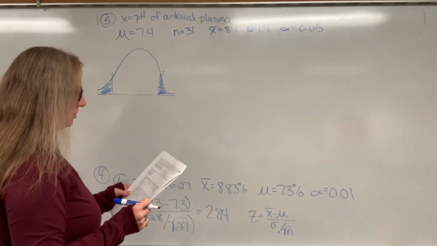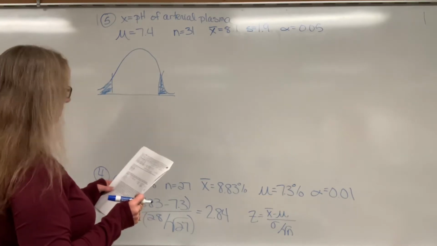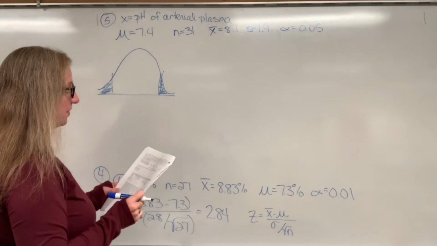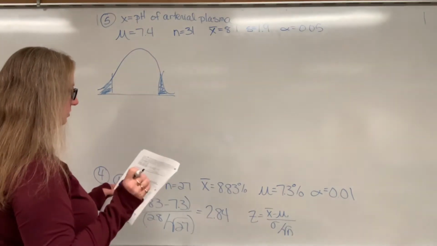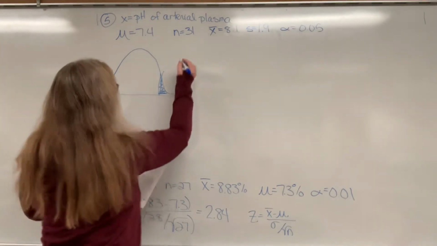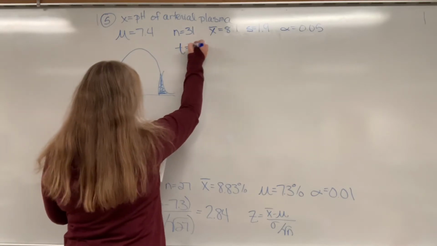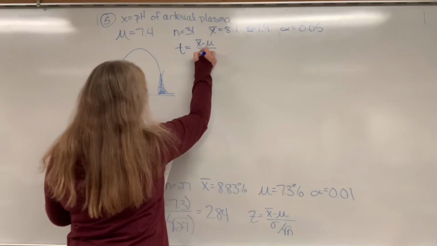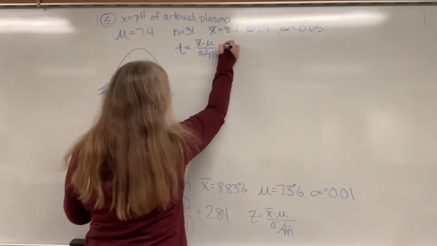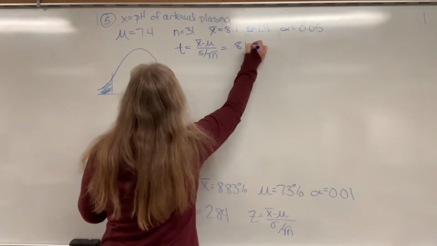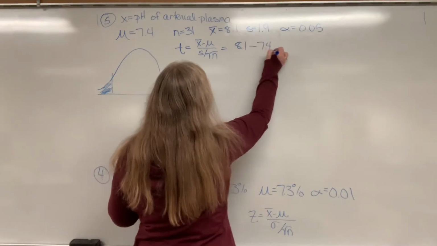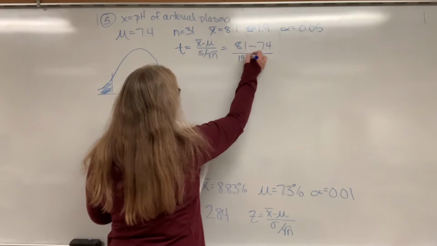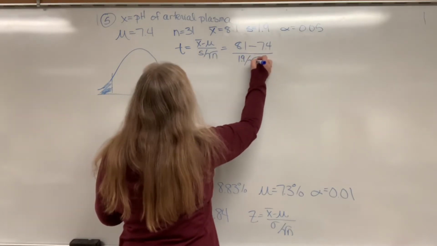Either way, let's see, the mean pH of the blood level has changed either way. They want the p-value, so all I have to do is find the p-value. First I have to find t. So t equals X bar minus mu over S divided by the square root of n. So I have 8.1 minus 7.4 over 1.9 divided by the square root of 31.